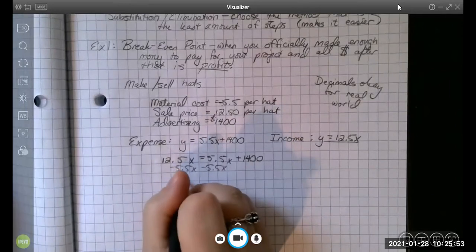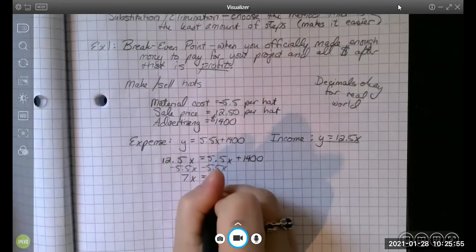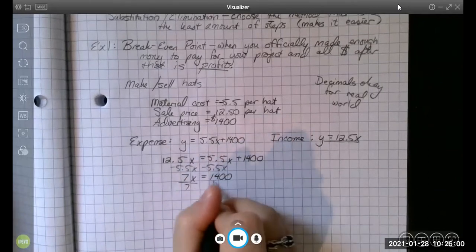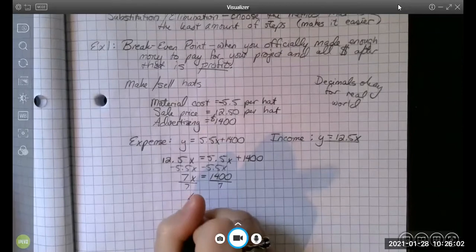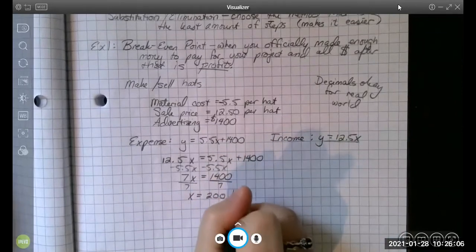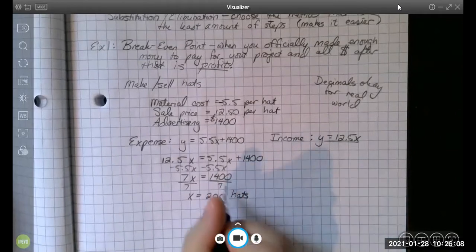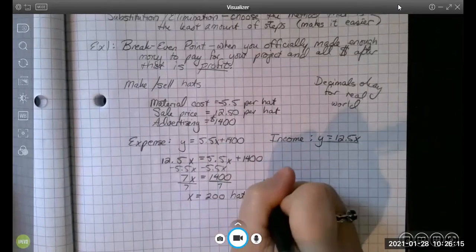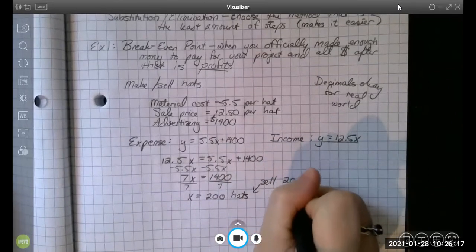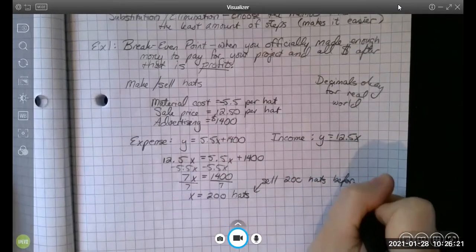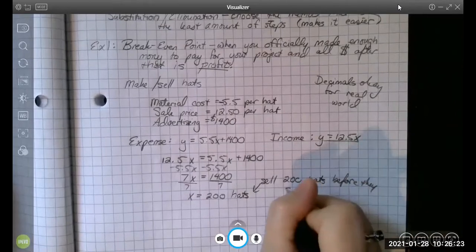So now I'm going to have 7x equals 1,400. And then I can divide by 7. And so x equals 200. And that's hats. So really, with the amount of money they've paid to buy the materials and to advertise, they have to sell 200 hats before they start to make money.